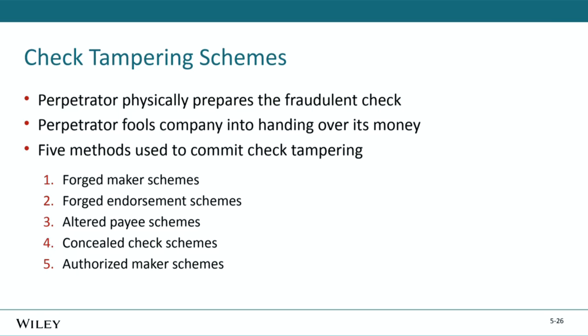Five methods to commit check tampering: the forged maker scheme, the forged endorsement scheme, the altered payee scheme, the concealed check scheme, or the authorized maker scheme. Okay. So the forged maker, who's the maker? The maker is essentially the person who signs the check. Okay.